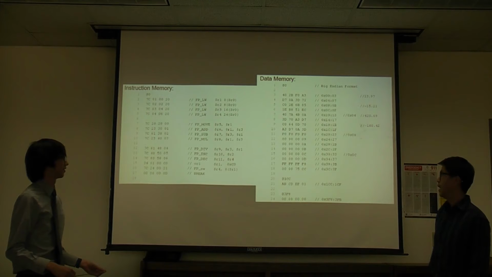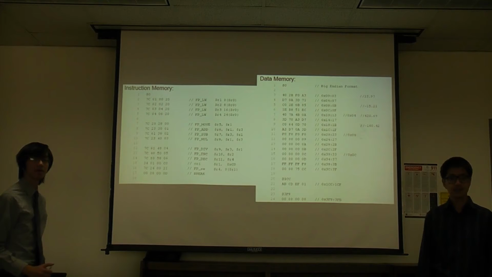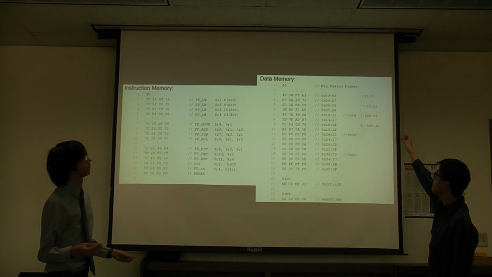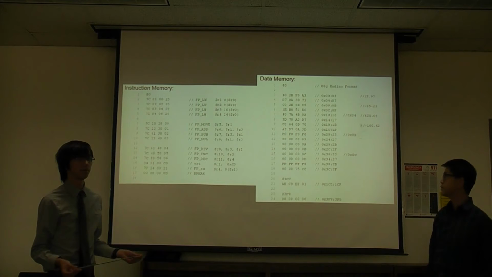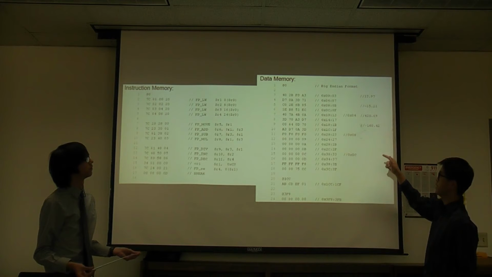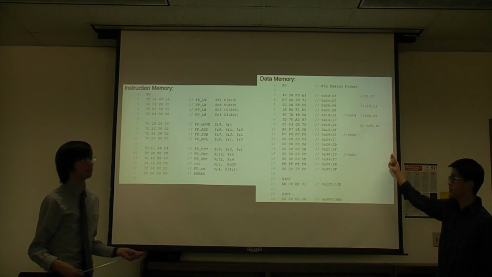And just for everybody's awareness, for a value like 13.97, how did you actually compile that into 64-bit? We used a calculator, an online converter. I think these are actual IEEE values that we put in. So this was converted through an IEEE converter rather than the Verilog bits to real.